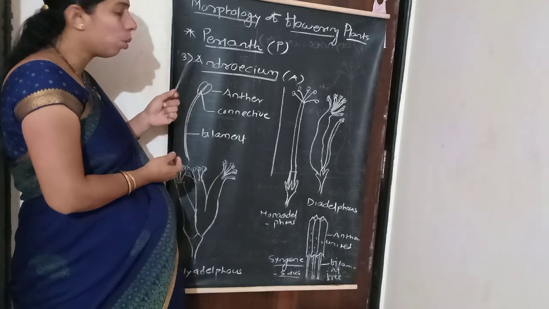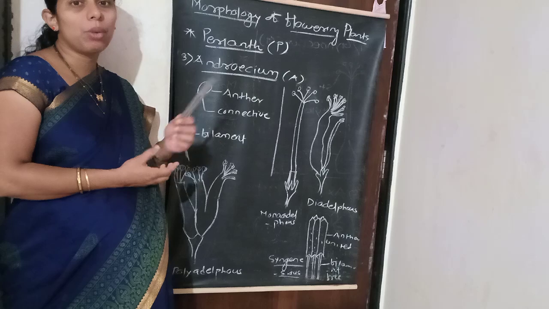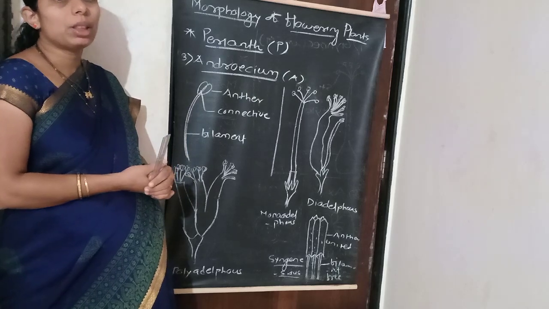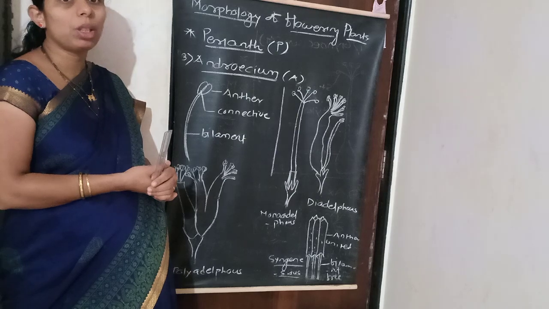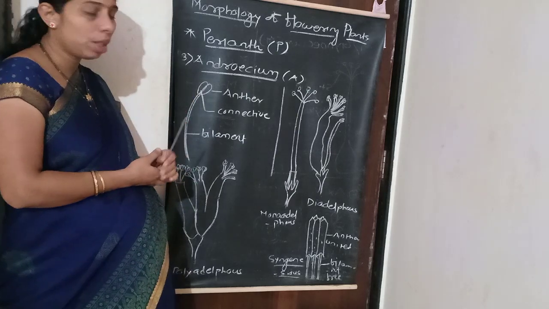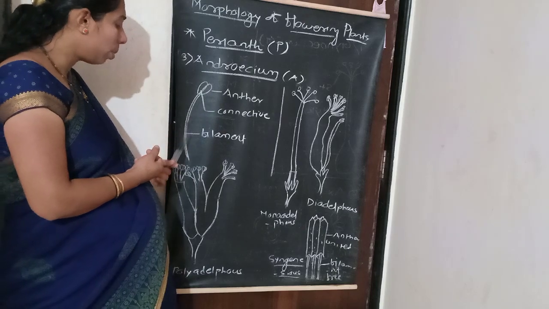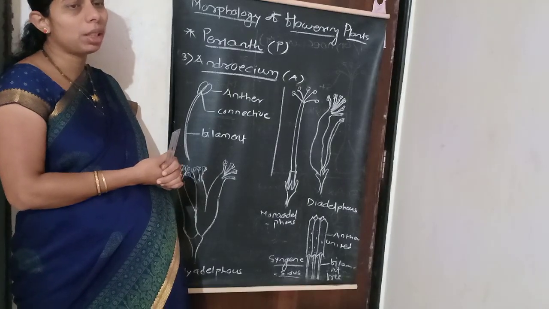After that, androecium, it is the third whorl of the flower, a reproductive whorl. It is a very important, essential whorl of the flower because here sexual reproduction takes place. So in that androecium, here is the single structure of the androecium. The androecium consists of three parts.